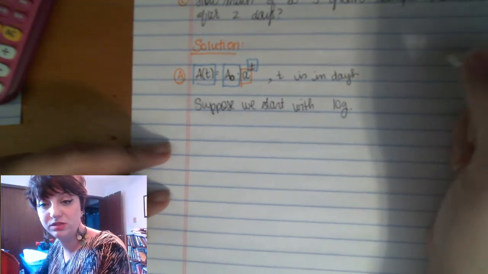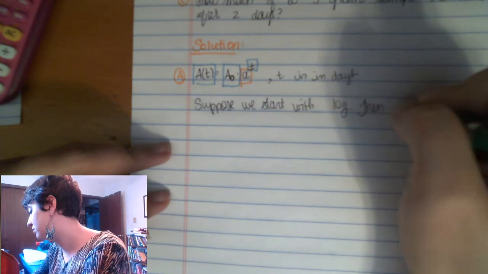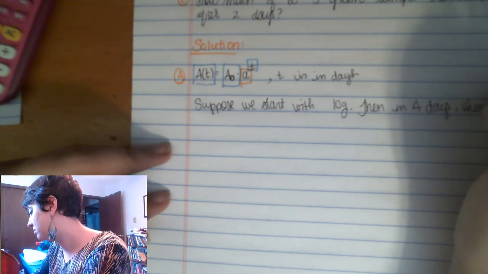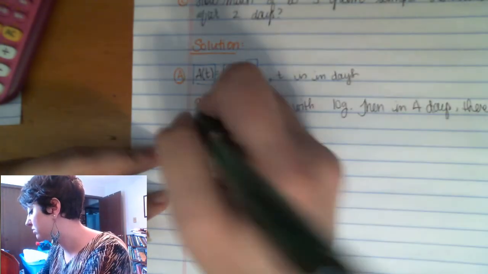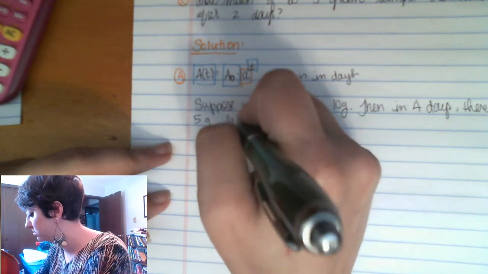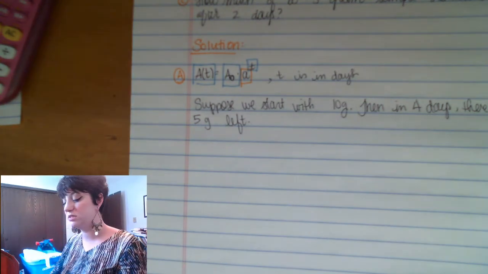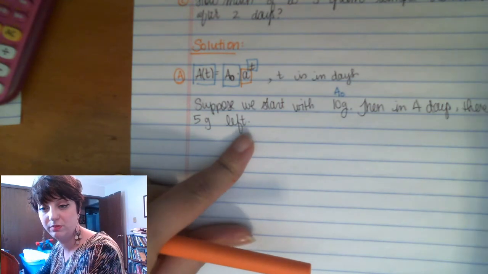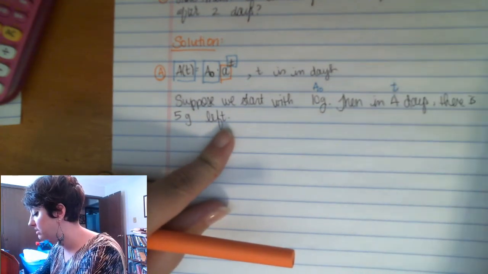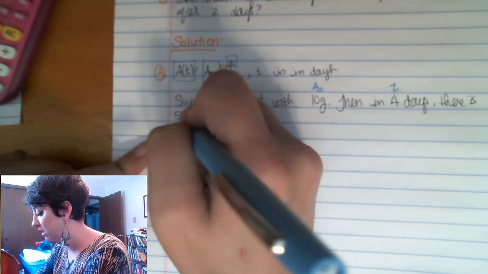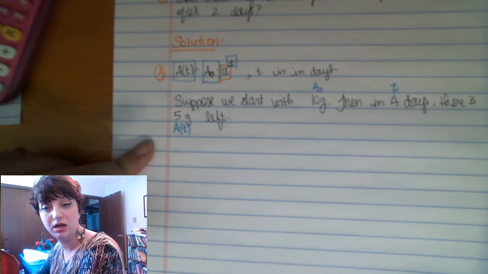suppose we start with 10 grams, then in 4 days there is half, or 5 grams left. This is what I need. So we start with 10, so that's going to be my A naught. 4 days, that means that's my time. 5 grams left, that's my population at time t. So now the only thing I don't have is A.